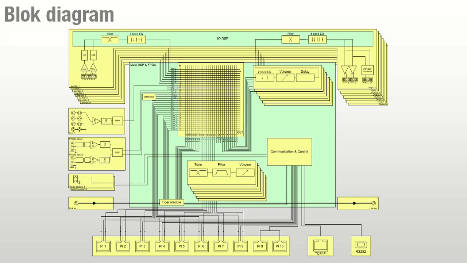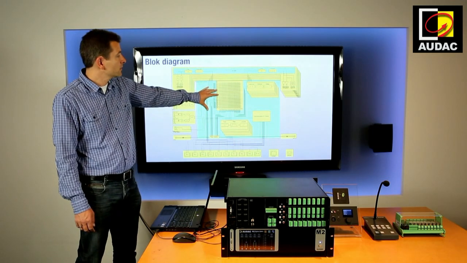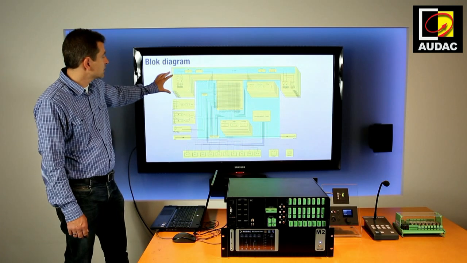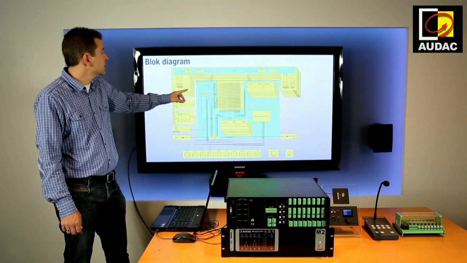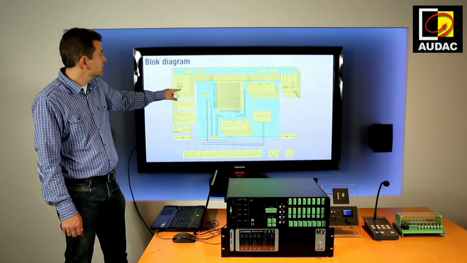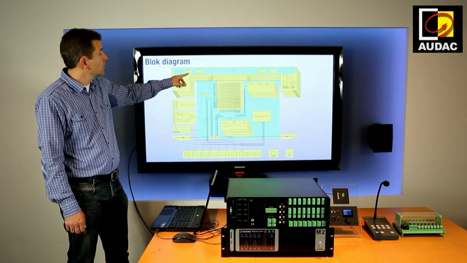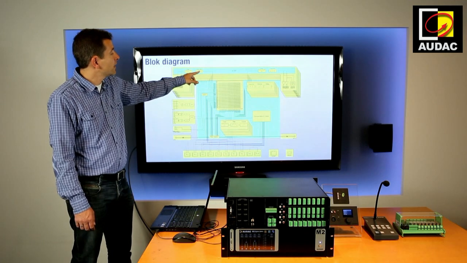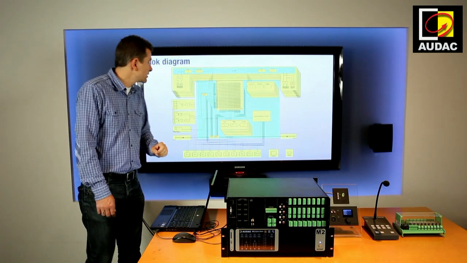Here we can see the block diagram. We can see the main DSP and FPGA board. You can see the input and output boards with extra DSPs. First we have the inputs, balanced inputs with ALC, automatic level control, noise gate. We have input filters, 5-band EQ, and then we go to the main DSP for mixing and paging.